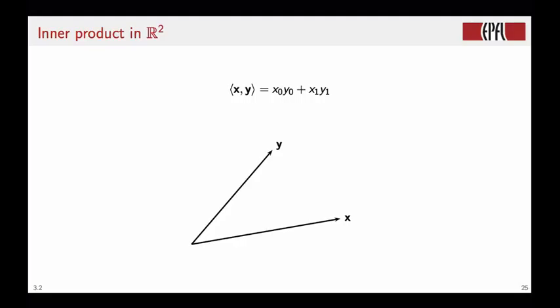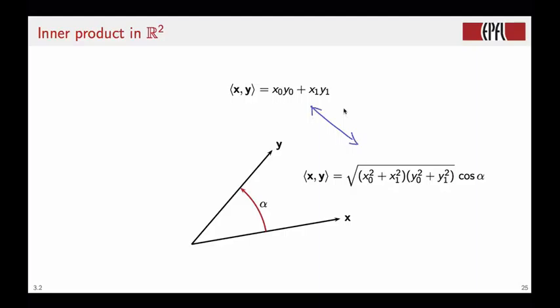All right, so let's look at an inner product in R2. The definition is very simple. The inner product between x and y is equal to the sum of the term-wise product, so x0 times y0 plus x1 times y1. So in this case, for example, we have x, we have y. The inner product can be rewritten. I'm not going through the algebra that does this, but it's a simple exercise which I suggest you actually do on a piece of paper.